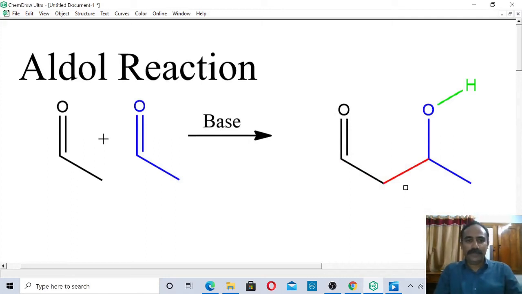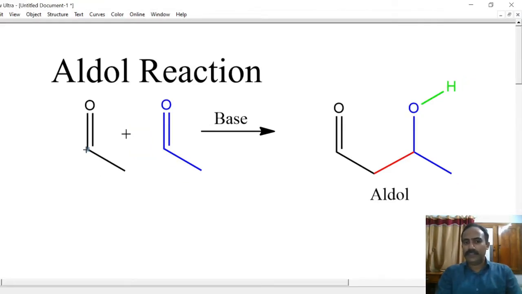Hi, hello all. Let us talk about aldol reaction. In aldol reaction, a molecule of aldehyde reacts with another molecule of aldehyde in presence of a base or an acid to give a product like this. This product is called aldol because it has an aldehyde part and an alcohol part. So this is called an aldol and the whole reaction is called aldol reaction.